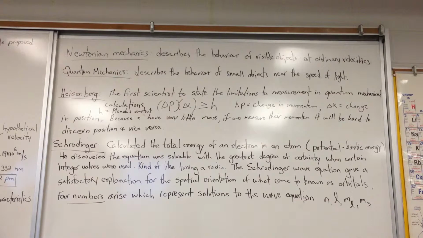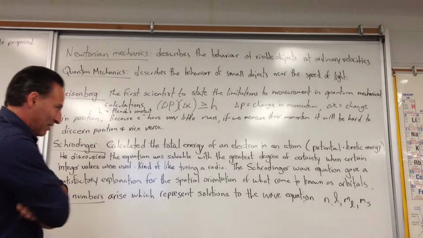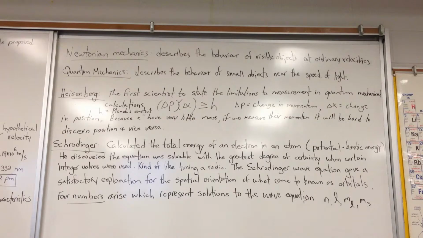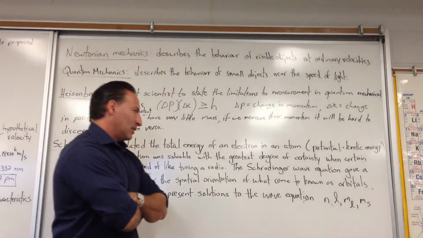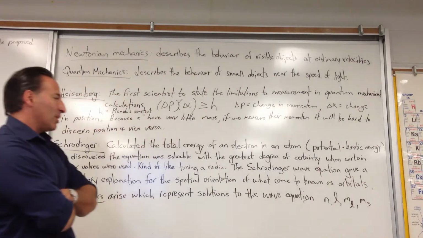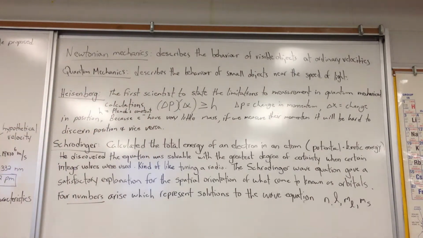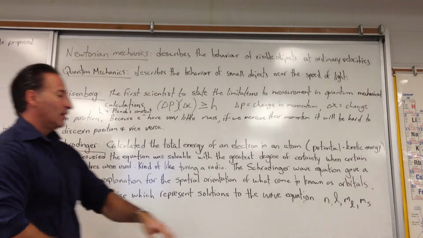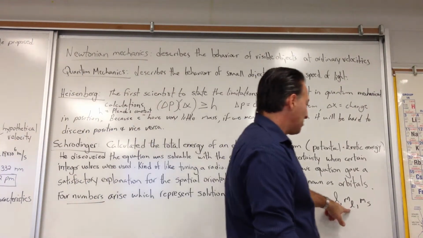The Schrödinger wave equation had solutions that helped you understand where the electrons were, but they didn't give you specific positions. What they gave you was areas of probability. So the Schrödinger wave equation gave a satisfactory explanation for the spatial orientation and the shape of the electron orbits that came to be known as orbitals. Four numbers arise which represent the solutions to the wave equation. They are n, L, m sub L, and m sub S.